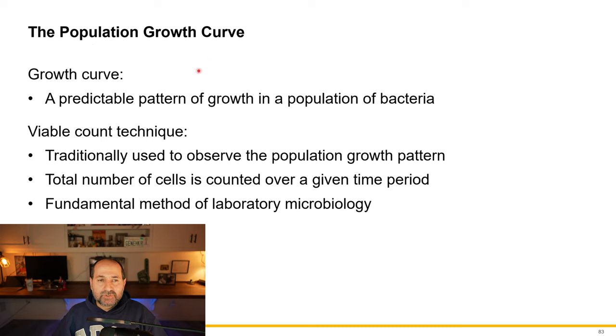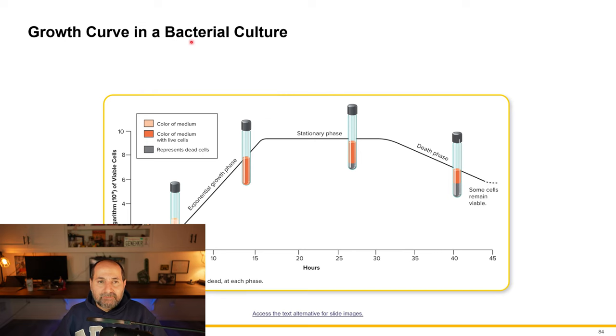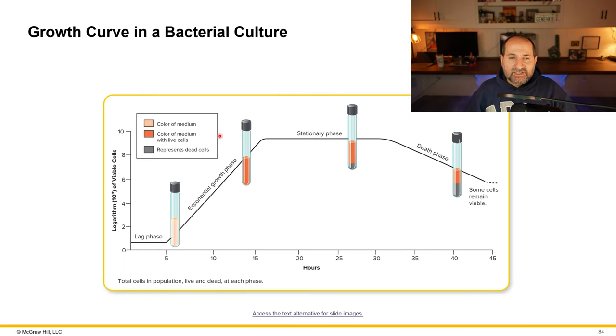And for the last concept from this chapter, let's talk about a population growth curve. A growth curve is a predictable pattern of growth in a population of bacteria. Specifically, let's look at a growth curve in bacterial culture. This is also known as batch culture.